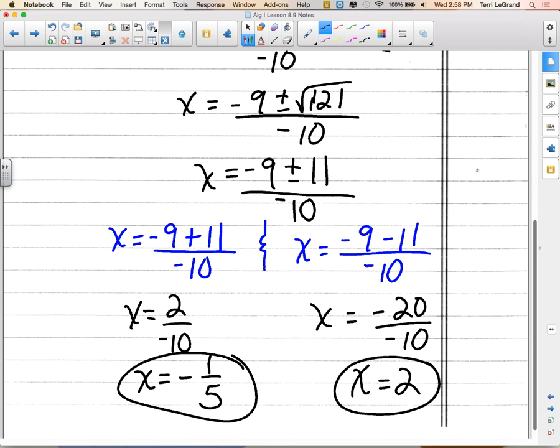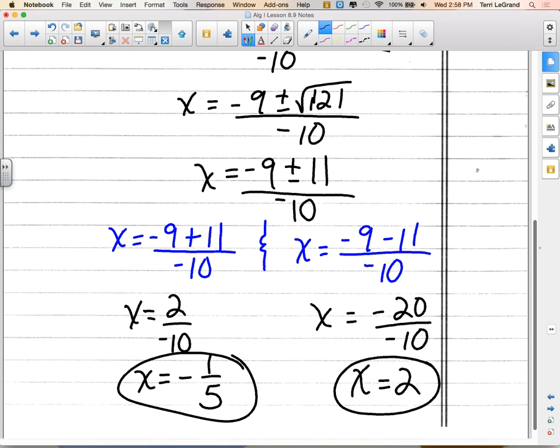This one would have been factorable also. So in other words, when you get a perfect square radicand, that number under the radical sign turns out to be a perfect square. That means it really could have been solved by factoring too. But the quadratic formula solves any one. Okay, questions on that?